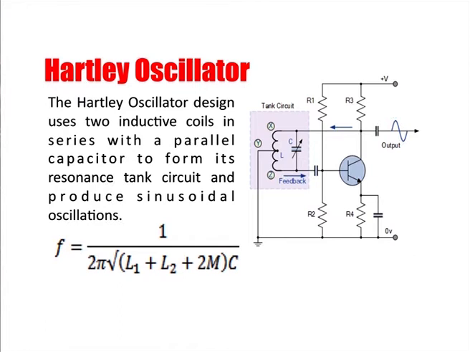Now, this frequency is given as 1 upon 2 pi root of (L1 plus L2 plus twice M) into C, where L1 and L2 are the self inductances of the coils and M is the mutual inductance between the two coils, since they are placed close to each other, and C is the capacitor in parallel to L1 and L2.